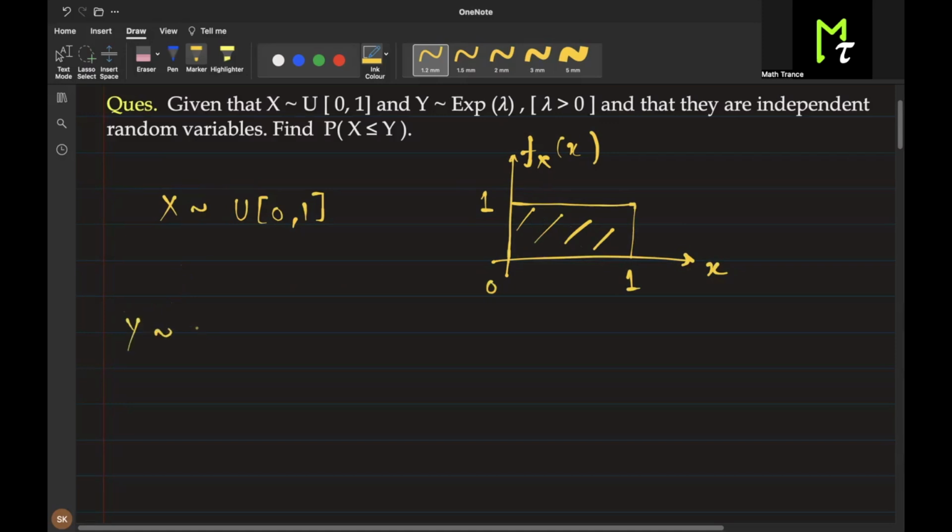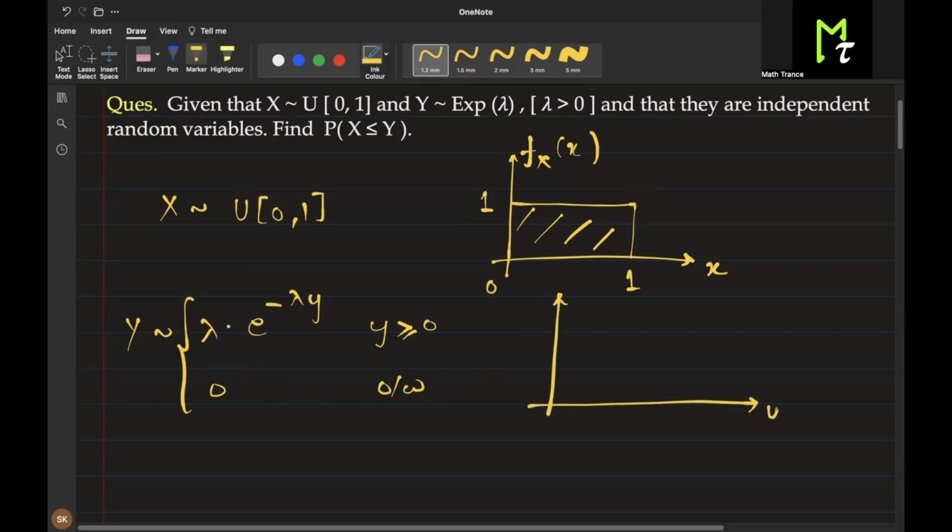Now y is distributed as lambda into e to the power minus lambda y for y positive and 0 otherwise. This is what exponential distribution means. And let's draw the graph. This is y. This will be fy of y. And it will decay. When you put y equals to 0, it will have a value of lambda and it will tend to 0.